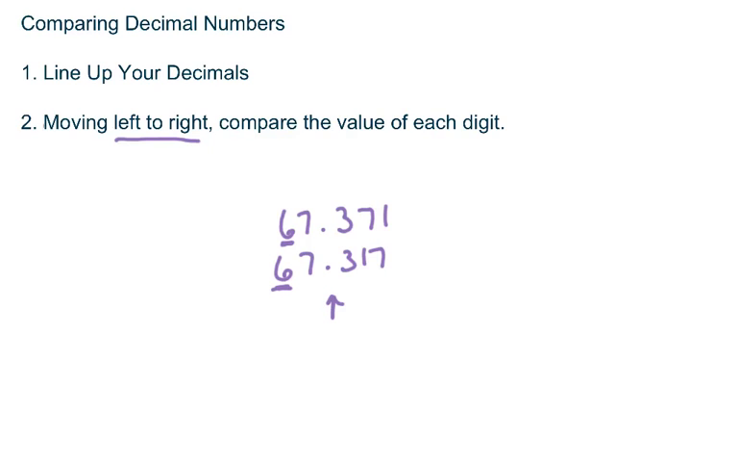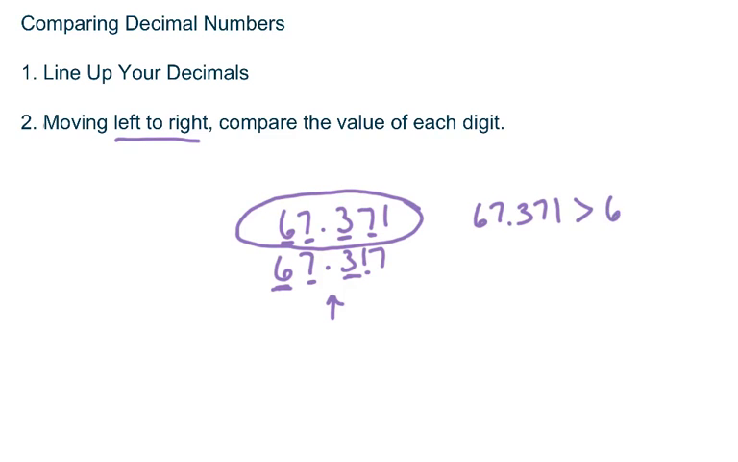Those are the same, so we'll move to the next. 7 and 7 are the same, so we'll move to the next. 3 and 3 are the same, so we'll move to the next. And we have a 7 and a 1. Obviously, the 7 is bigger than the 1. So 67 and 371 thousandths is greater than 67 and 317 thousandths. Okay, let's go ahead and do one last example.